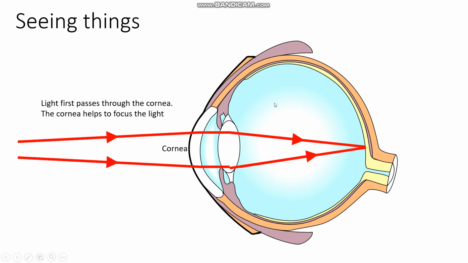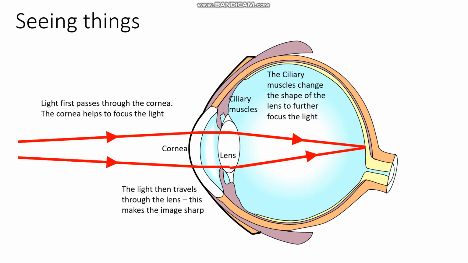So after the cornea, this outer layer here, the light then passes through the hole in the iris, the pupil, and it encounters the lens. Now the lens really makes the image sharp, so it's like a fine tuning. Sometimes you use that on a microscope, don't you? You've got that extra adjustment. That's what our lens does. It fine tunes the image to make it nice and sharp for us.